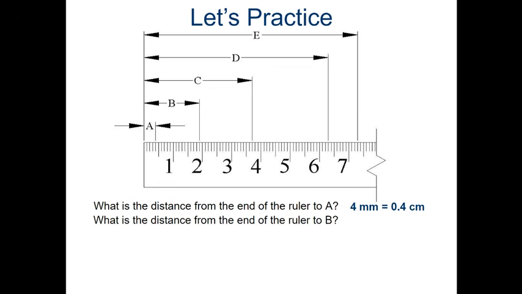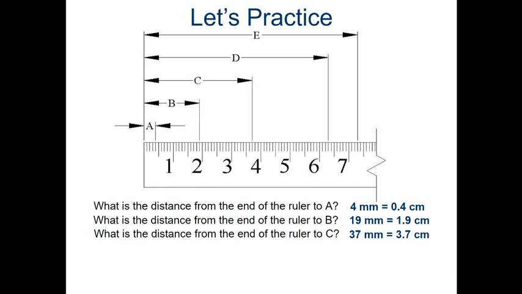So what is B? If we look at B, we can see that step number 1 was to write down the whole number, which is 1. Step number 2 is to write down the number of small dashed lines, which is 9. So it's going to be 19 millimeters or 1.9 centimeters. For the distance for C, we look at this, the whole number is 3. The small dashed lines are 7, so it's going to be 37 millimeters or 3.7 centimeters.